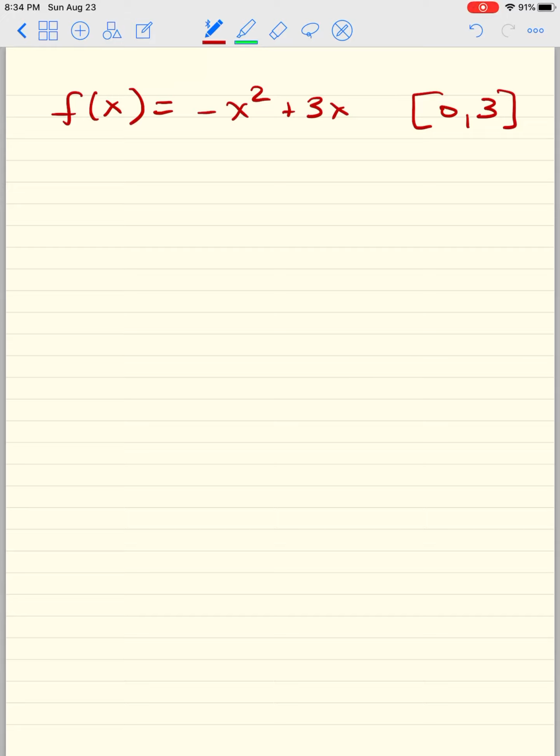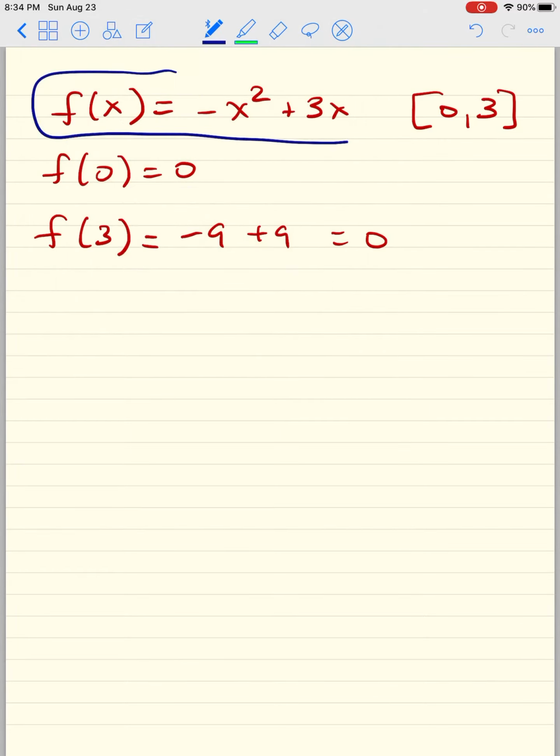I forgot to mention that this is not called the relative max and relative min anymore. Because the interval's closed, this is called the absolute extrema, and it's absolute max, absolute min. Okay, f of 0 is equal to 0. F of 3 is equal to -9 plus 9, which is also 0. Now why don't we take the derivative and follow the same rules.